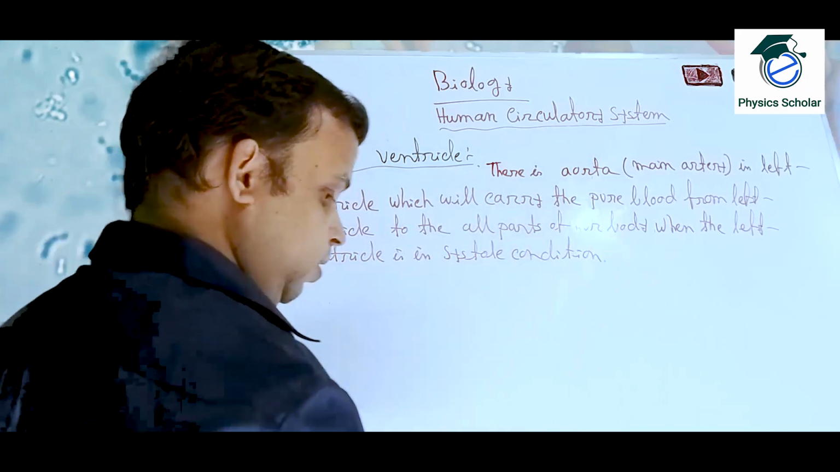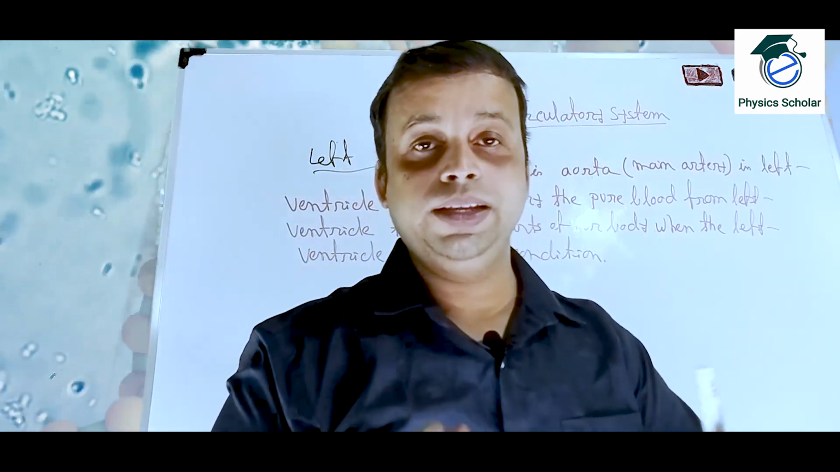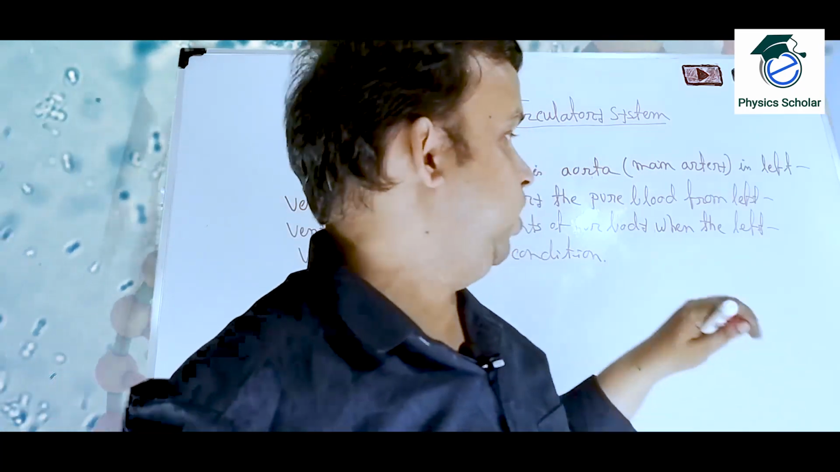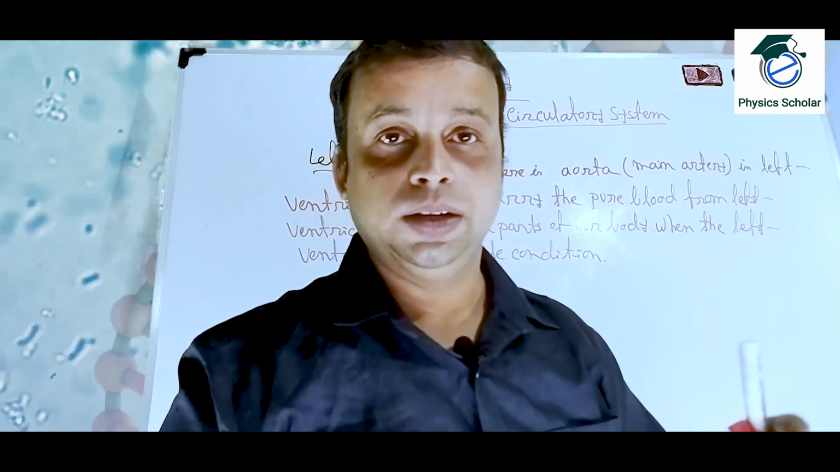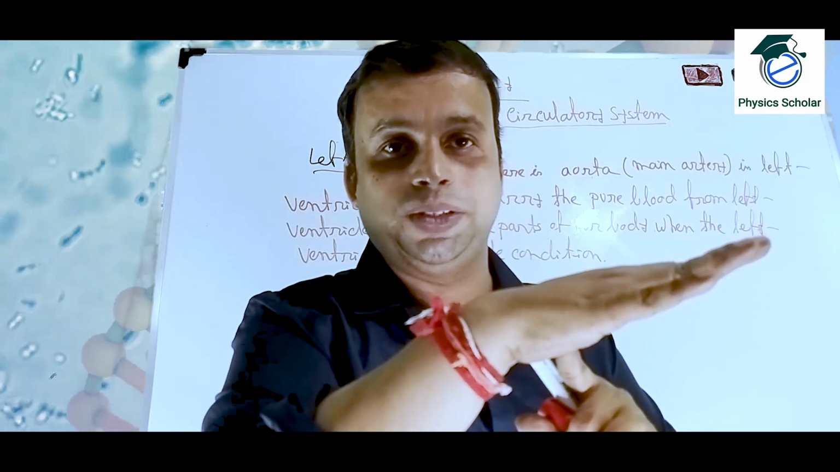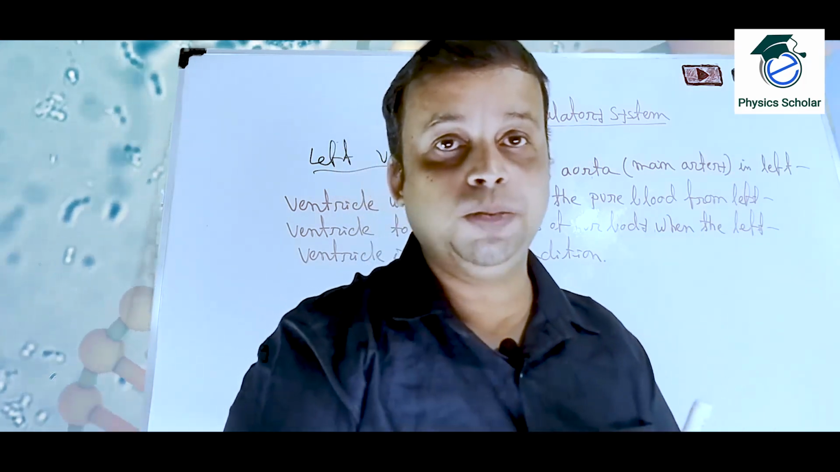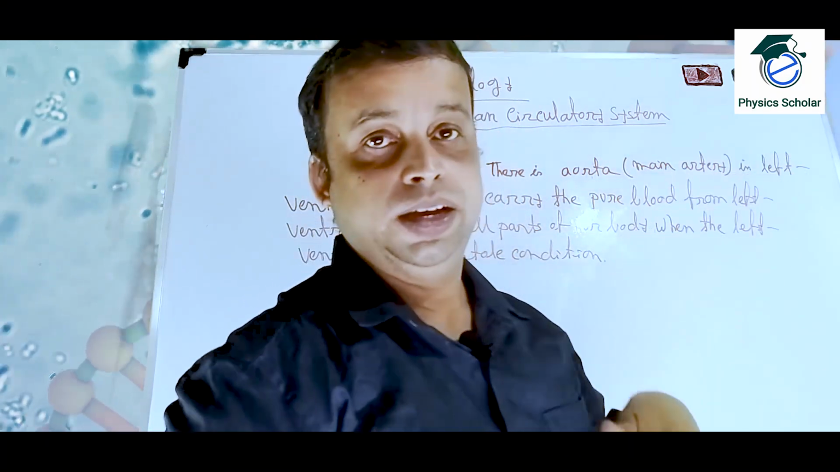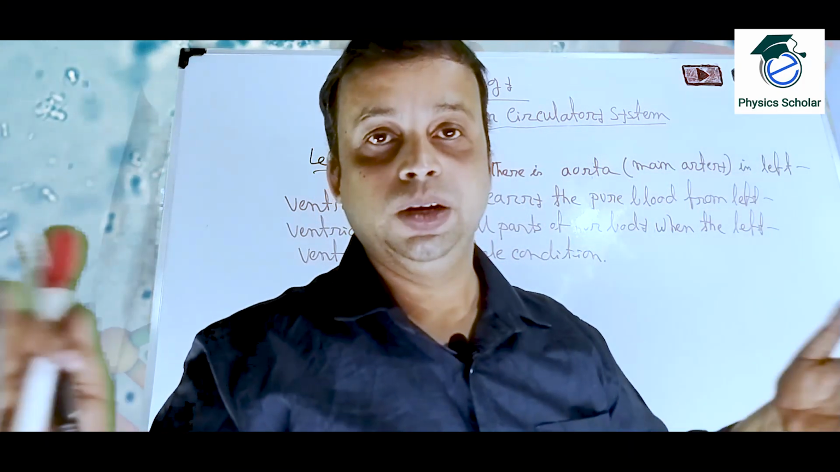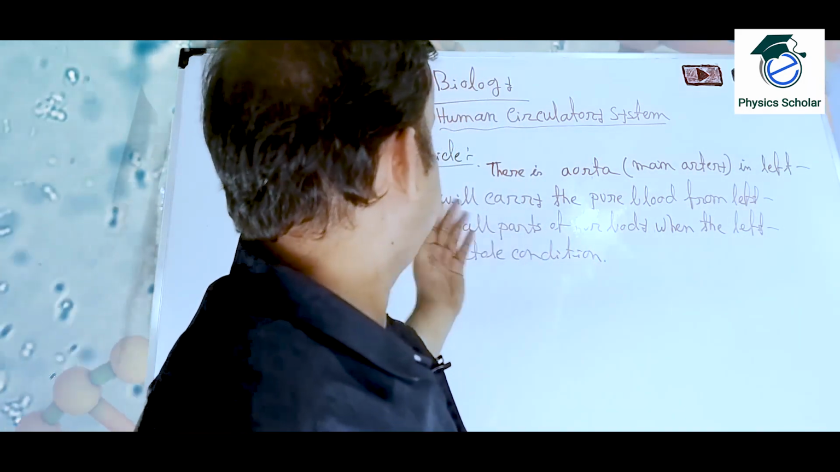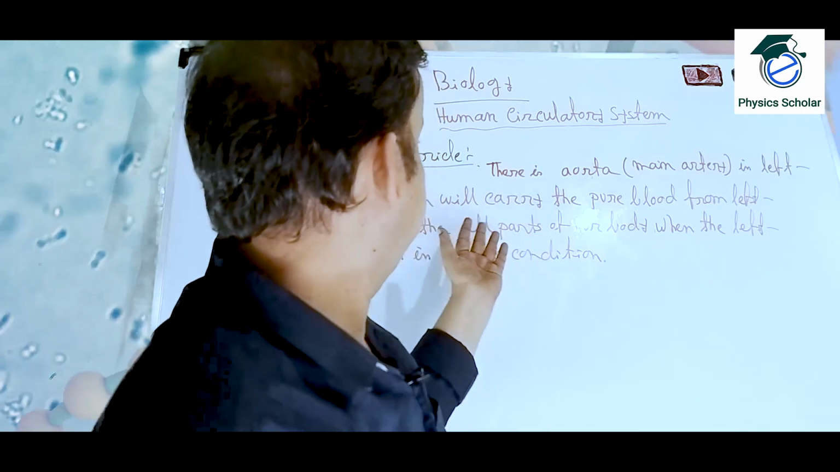So what will happen? When the left ventricle is in diastole condition, then the pure blood will enter inside the left ventricle. When it is in systole condition, then what will happen? The mitral valve will be closed, clear, and the pure blood, with the aorta or the main artery, will be distributed to all parts of our body, clear. So this is the function of the left ventricle.